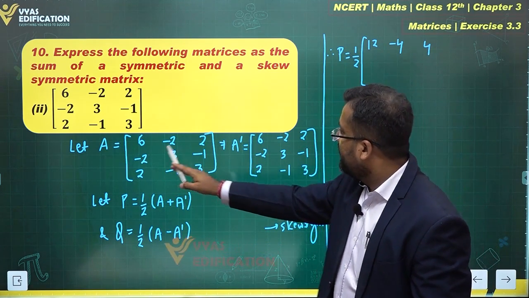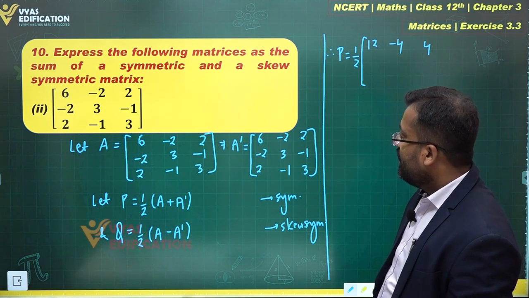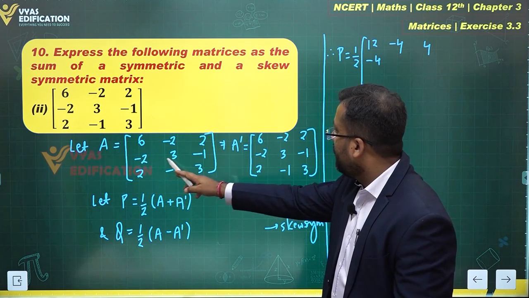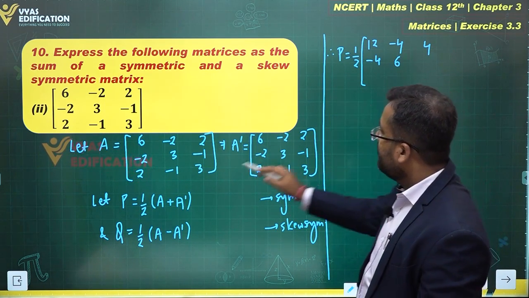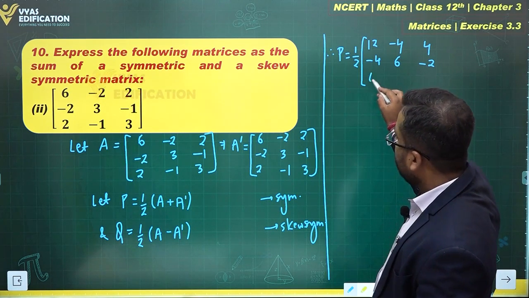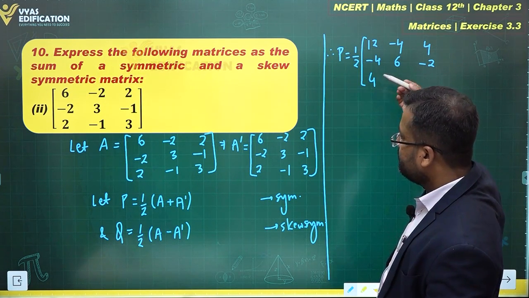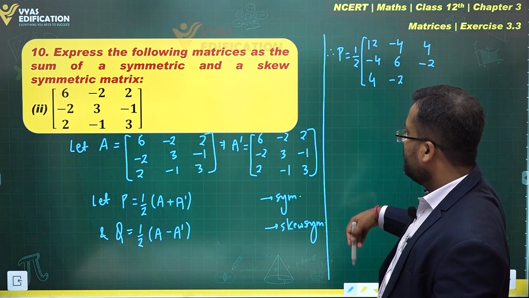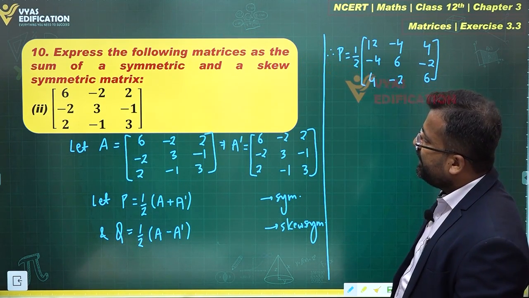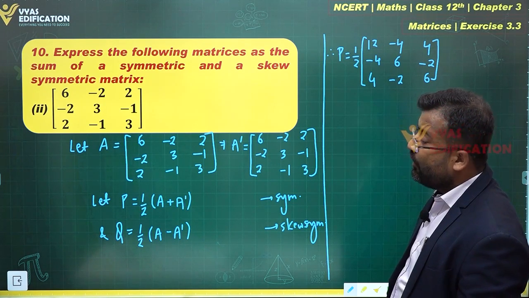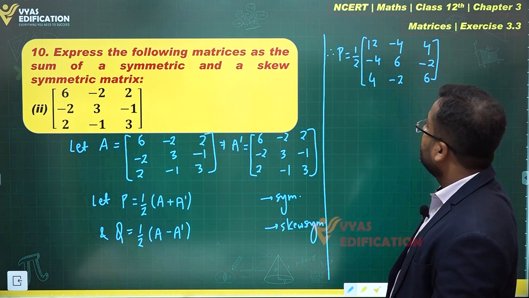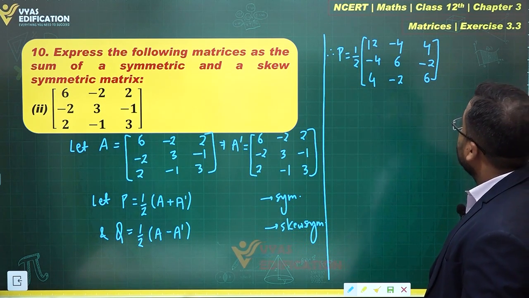Minus 2 and minus 2 over here is minus 4. My 3 and 3 over here is 6. Minus 1, the sum is minus 2. 2 and 2, the sum is 4. Minus 1, the sum is minus 2. 3 and 3, the sum is 6 over here. Pretty interesting. Why? Because this original question is a symmetric matrix in itself. Very interesting. Next, P is equal to half of this.